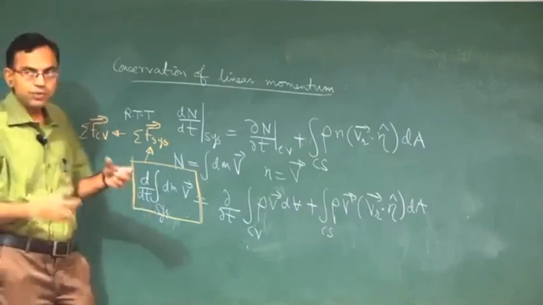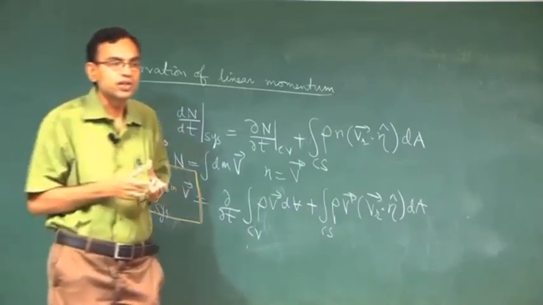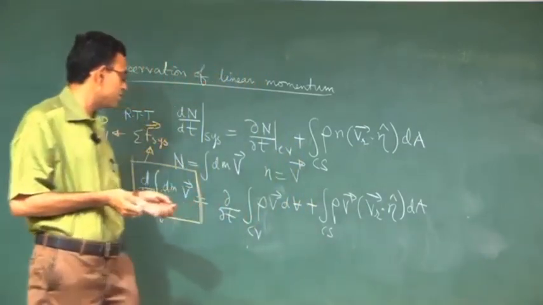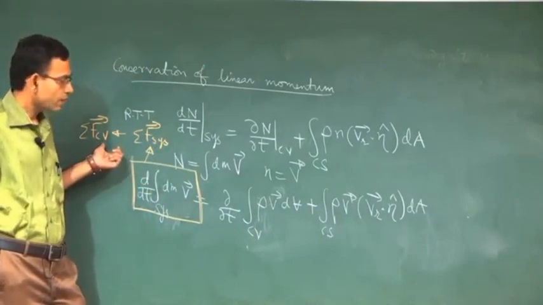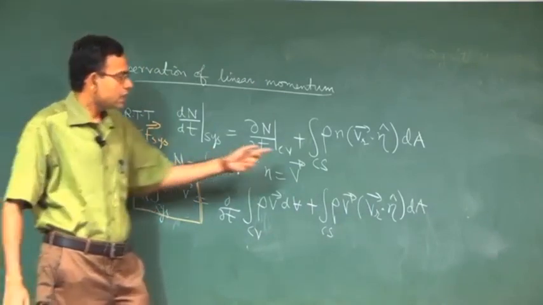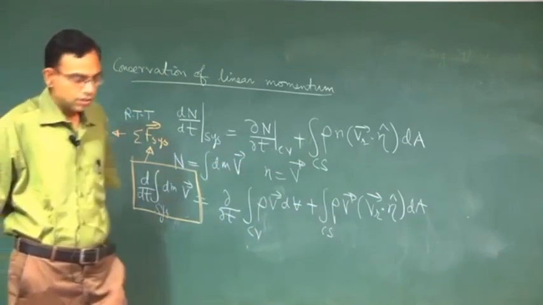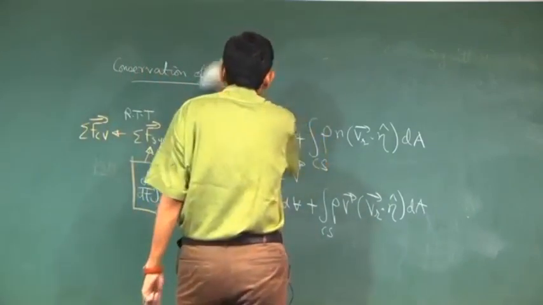The reason is that we have derived the Reynolds transport theorem in the limit as delta t tends to 0, the time interval tends to 0. As the time interval tends to 0, this system will tend to the control volume. So, this is the expression for the Reynolds transport theorem for conservation of linear momentum. Let us work out an example.